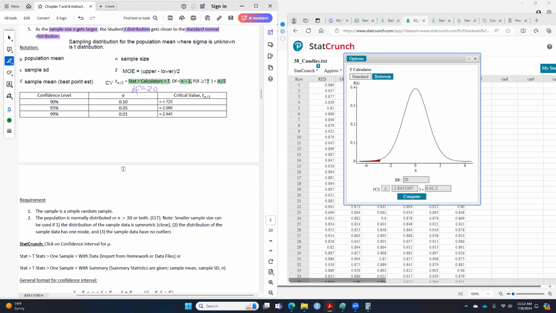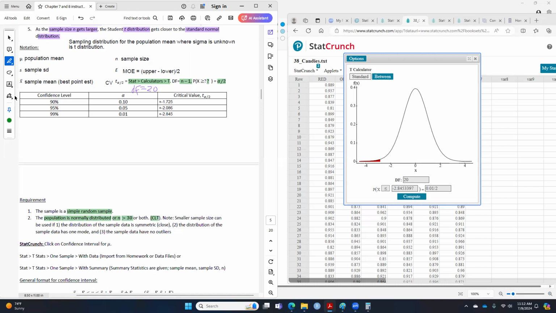Next will be the requirements. So there are two requirements here, SRS and CLT. Okay, CLT stands for the population is normally distributed, or the sample size is more than 30. So this is the CLT condition.